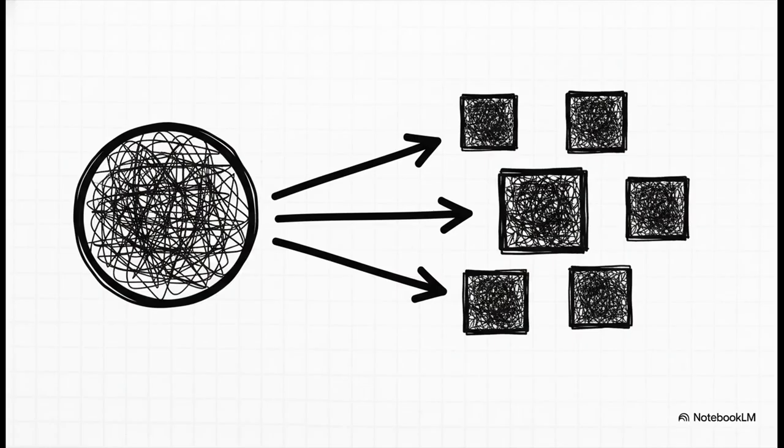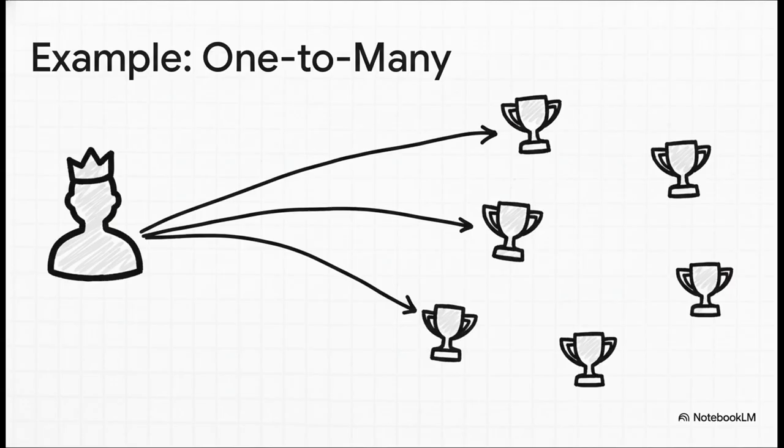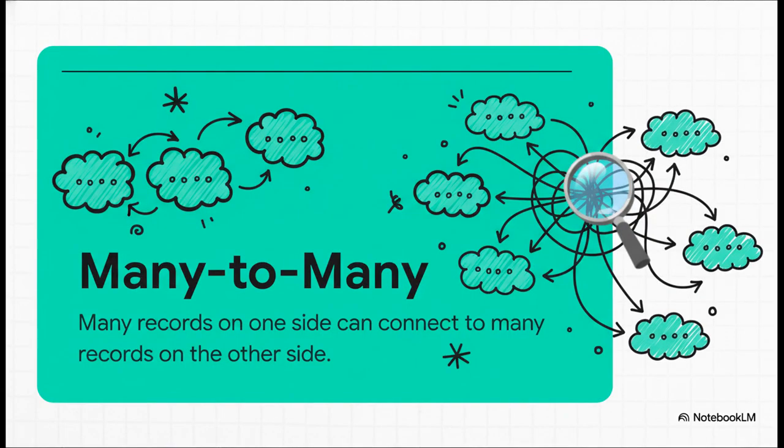Next up is the one-to-many relationship, and you're going to see this one a lot. This just means that one A can be linked to a whole bunch of Bs. Think about it. One single player has played in many different matches. That's a classic one-to-many.